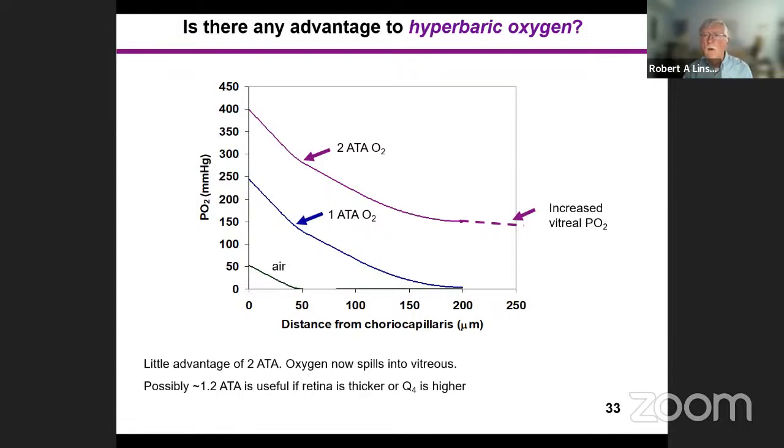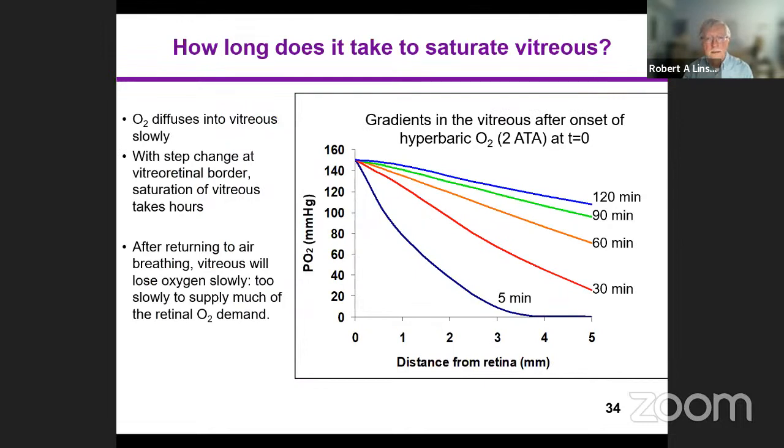So does that work? The answer is probably not. It takes a long time to saturate the vitreous. So here, I'm looking at distance from the retinal surface out into the vitreous. After an hour or 2 hours, you're gradually seeing the PO2 in the vitreous come back up. But it will also gradually come back down once you reduce the PO2 at the surface to 0 by going back to air breathing. And so these curves will slowly get oxygen into the retina, but too slowly for the metabolic demand of the retina.